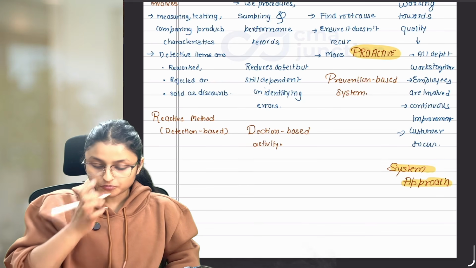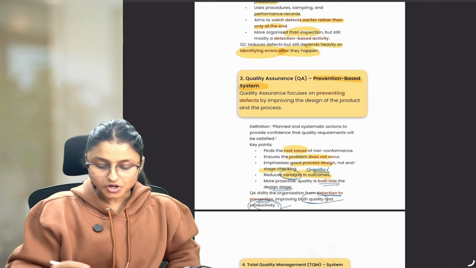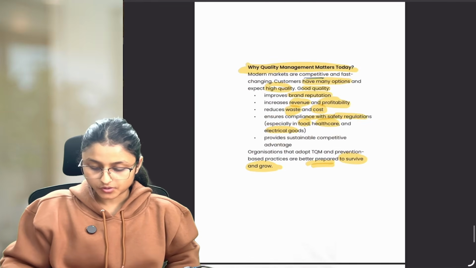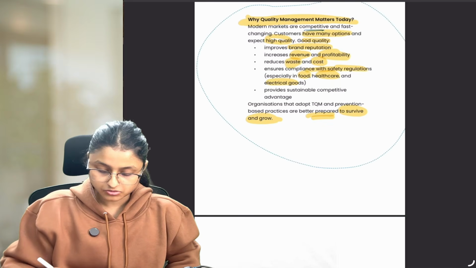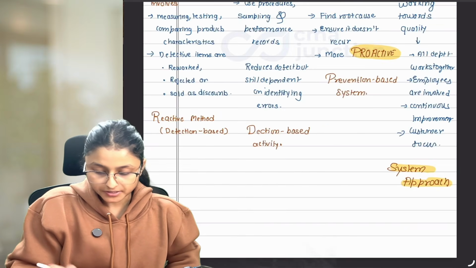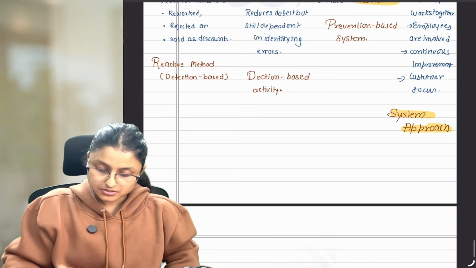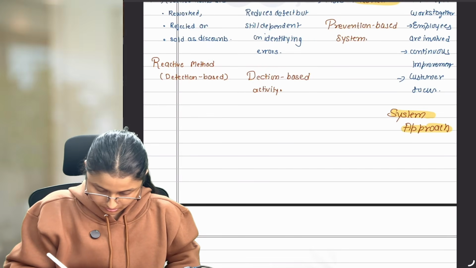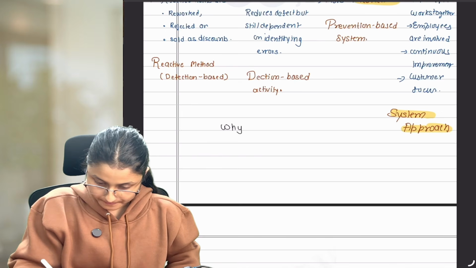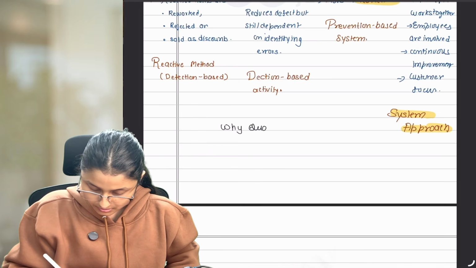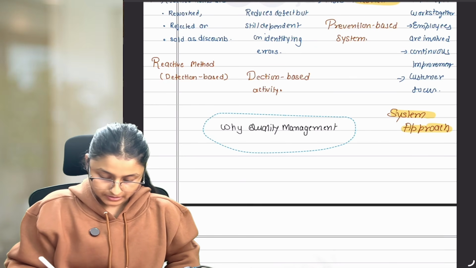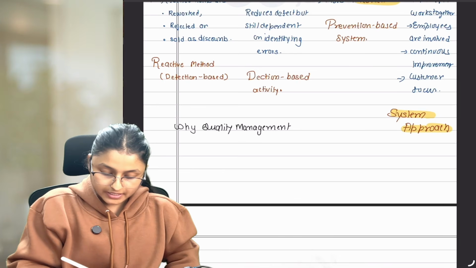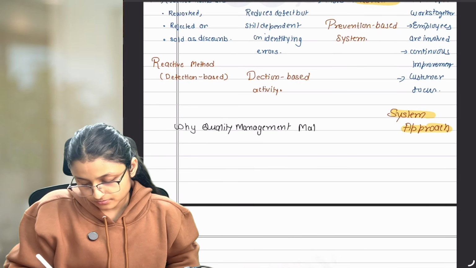Done. Now moving forward to our next topic, and that is cost of quality. Before moving forward to cost of quality, let's just write this also: why quality management matters today. This can be asked in your exams. So, why quality management matters today? Why in today's modern era do we need to manage quality?